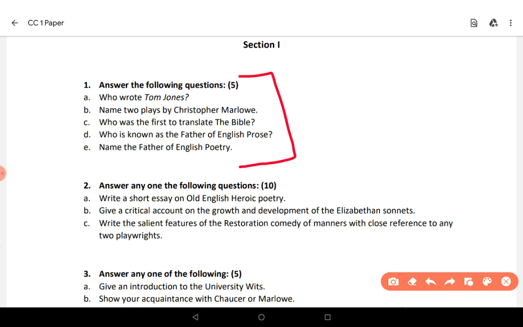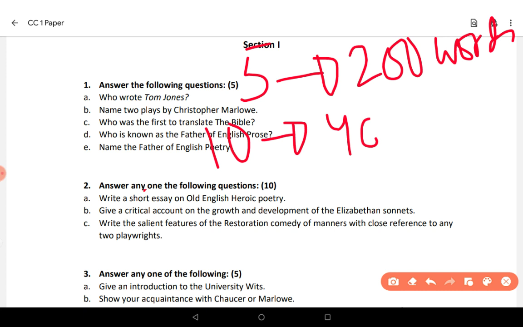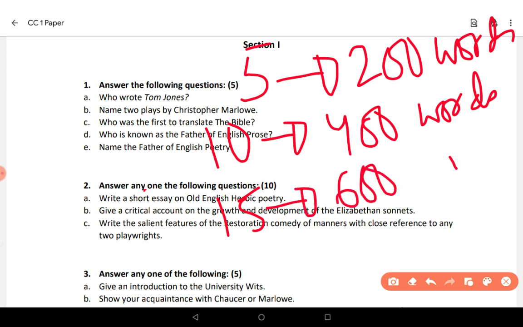So let's see. In question number 2, you have to answer any one out of the 3 questions. This is of 10 marks. Before that, let us understand how much you need to write. For those of you who do not know it yet, 5 marks के लिए आपको 200 words लिखना पड़ता है. For 10 marks, you need to write 400 words. And for 15 marks, आपको 600 words लिखना पड़ता है.